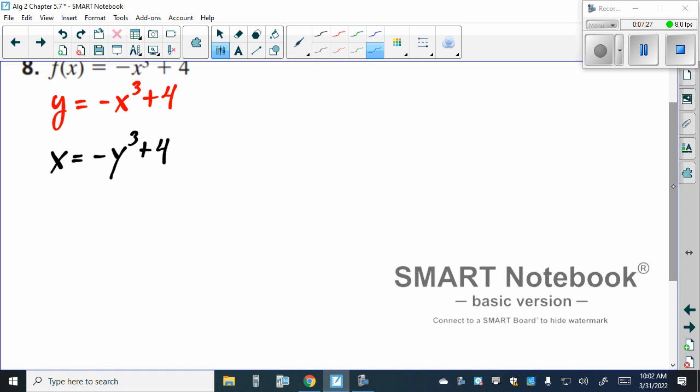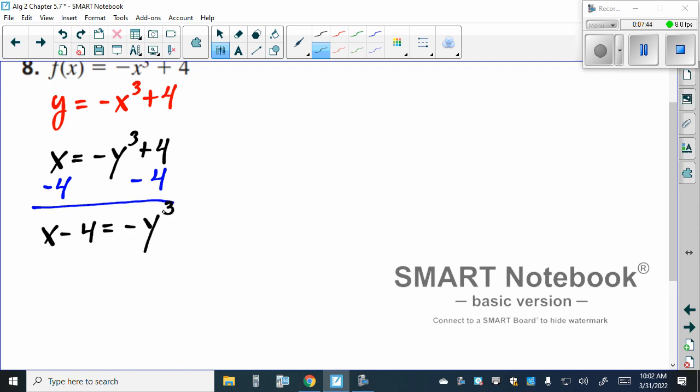Now we need to solve for y. What can we do first? We can subtract 4 from both sides. And when we subtract 4 from both sides, we'll get x minus 4 equals negative y cubed. Yes?